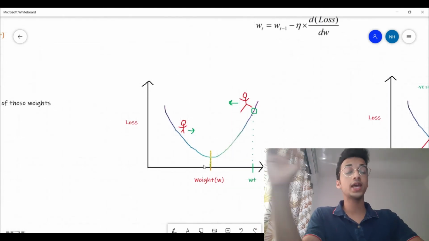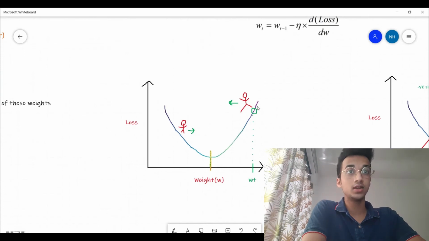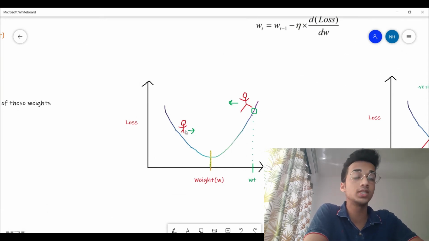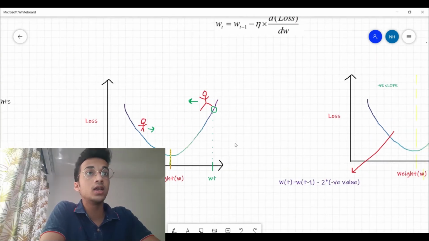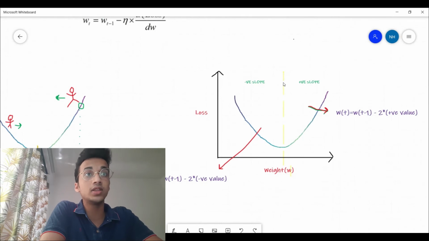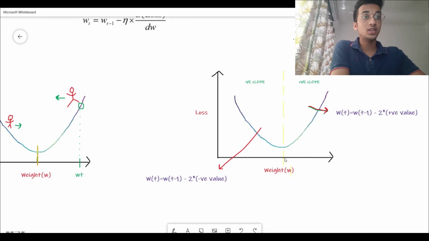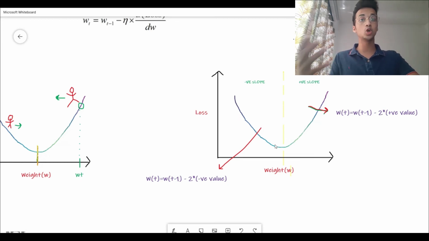So basically, if you're anywhere to the right side of the center, you want this guy to move towards the left. And if you are on the left side of this curve, you want this stick figure to move towards the right. So let's see how the gradient descent equation is actually going to help you do that. You can see that on the right hand side of the minima, the slope is going to be positive. You know that because as the weight is increasing over here, the loss value is increasing, which means the slope is positive. And on the left hand side of the minima, if you increase the weight, the loss is going to decrease, which means the slope is negative.